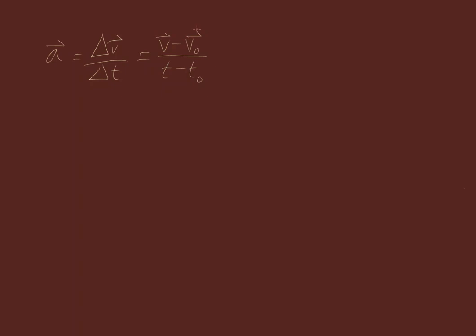These two are vectors, so we can see if we take the two vectors and subtract them, we can get the vector delta V. And this helps us because the change in velocity, its direction is the same as the acceleration's direction. So let me give you an example.